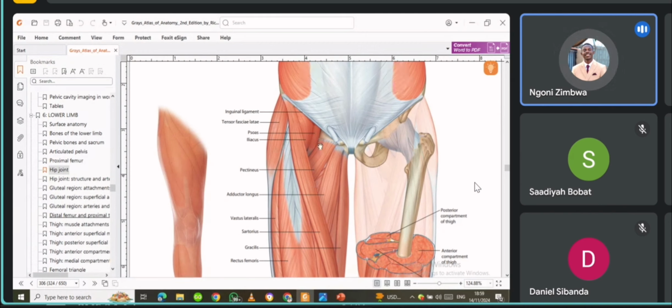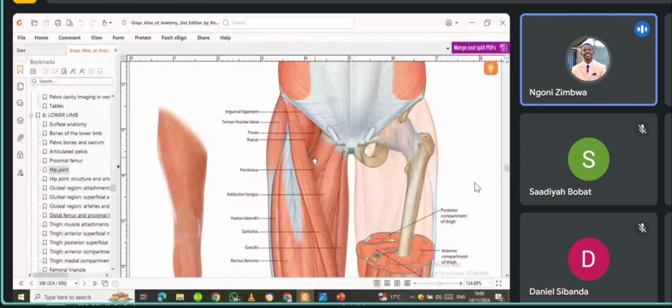For flexion of the hip joint, we're going to have the iliopsoas muscle. So this is your psoas. This is your iliac muscle. This is your psoas muscle, right? So these facilitate flexion. We have the pectineus. It also facilitates flexion. Pectineus has 2 actions: flexion and abduction. Take note of that.